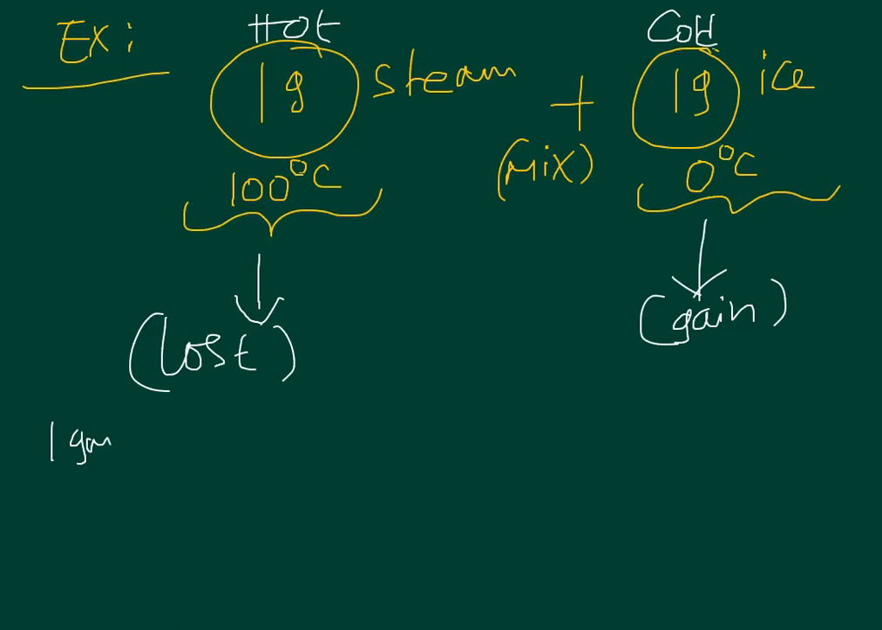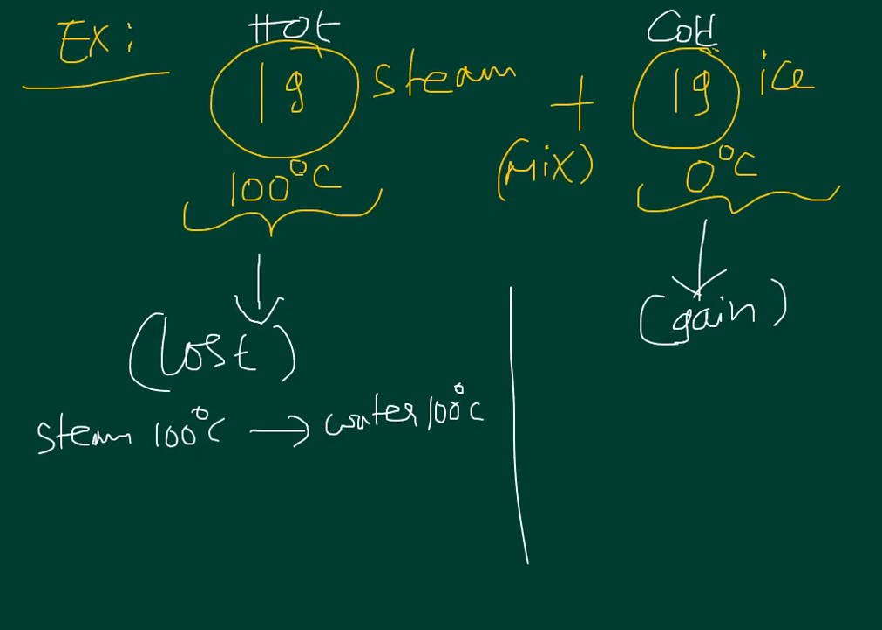1 gram of steam at 100 degrees centigrade to water at 100 degrees centigrade. I am writing it now. Why 1 gram? We know it is 1 gram. Let us check it out. First we have to check: steam at 100 degrees centigrade to water at 100 degrees centigrade. Suppose it has to convert, how much heat energy is required to be removed from the steam?